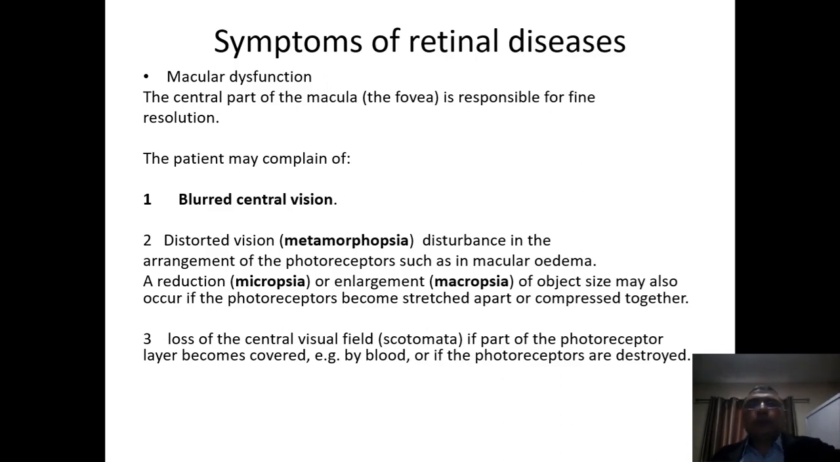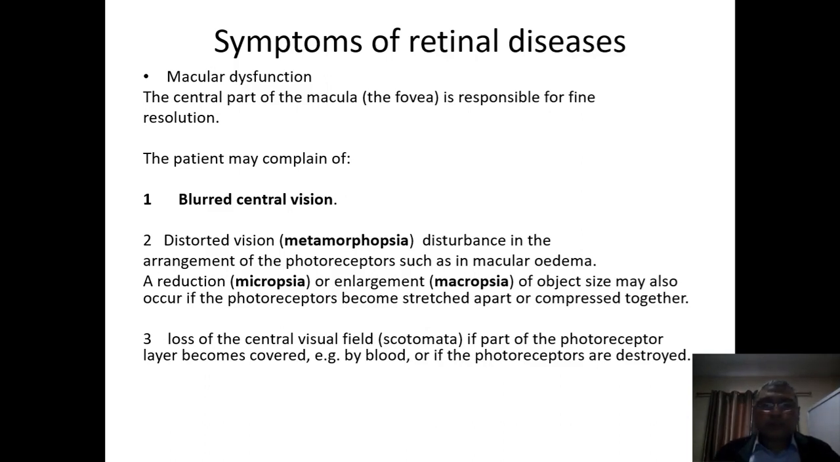Symptoms of retinal diseases will include symptoms related to macular dysfunction, which is the central part of the retina. The macula contains the fovea, which is responsible for the very fine resolution of vision. The patient may complain of one of three symptoms. Number one, blurred central vision.